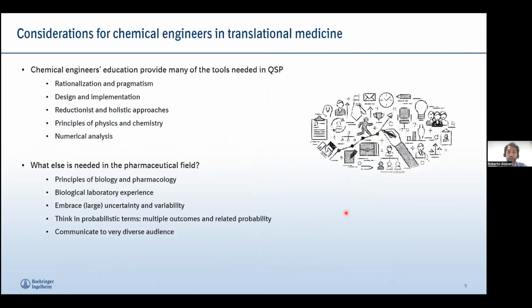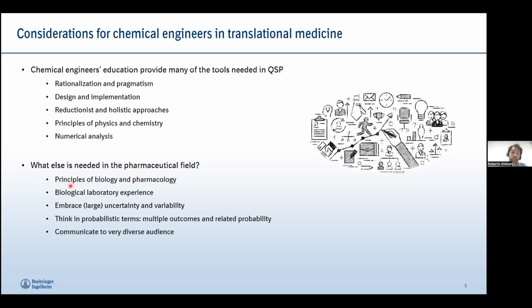Now, I'm moving a little bit to draw the conclusion here. These are some considerations for chemical engineers who would like to apply their skill set to translational medicine. As chemical engineers, we typically have an approach that allows for rationalization and being pragmatic in model development. We have skills in designing the mathematical model and implementing it. We can also typically break down the system into individual components, but keeping in mind the global dynamics that derive from the individual components. And of course, we have knowledge of physics and chemistry and technical skills in numerical analysis. But when we go into the application of translational medicine, we also need to pick up concepts of biology and pharmacology.